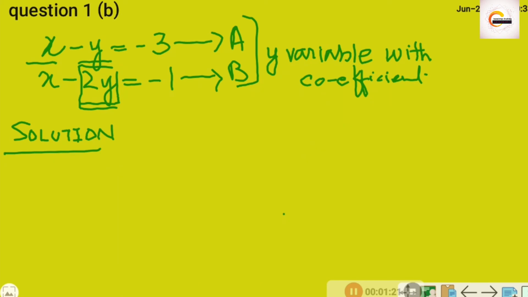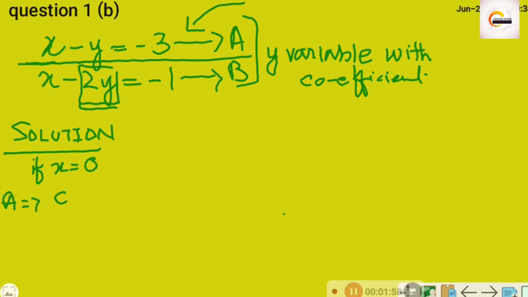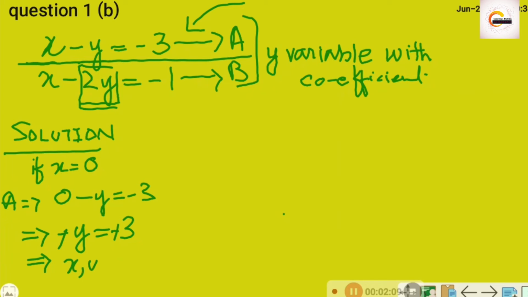Now equation a, I'm going to solve equation a in a similar manner to the way I described in question number 1a. I'm going to take three simple numbers, 0, 1 and 2, and find the value of y that lies in our equation a. If x is equal to 0, then equation a will be 0 minus y is equal to 3. Okay, now y is equal to 3. That means x comma y is equal to 0 comma 3.